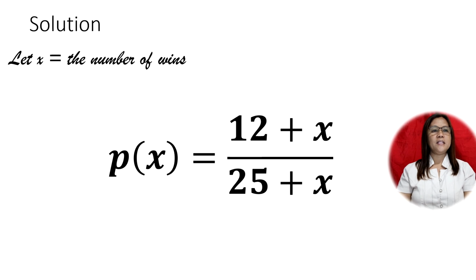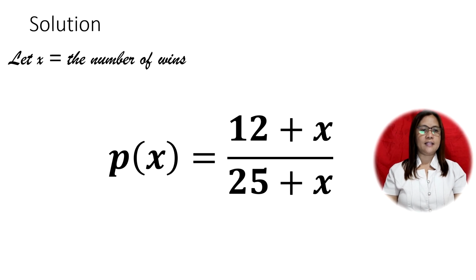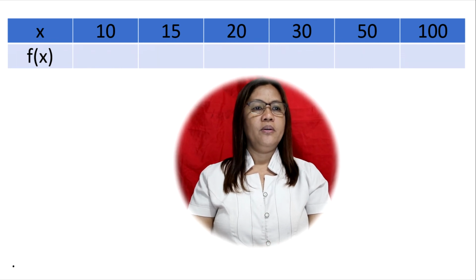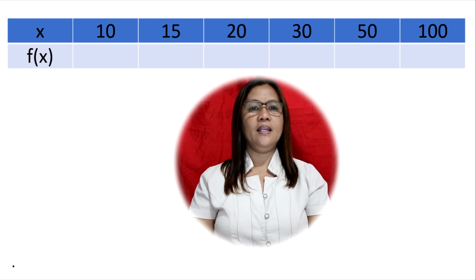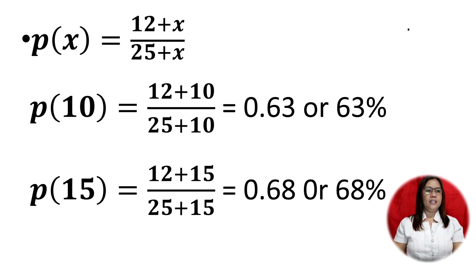Solution. Let x be the number of wins the team needs to win in a row, and P the percentage is a function of the number of wins that the team needs to win. So, P(x) is equal to (12 + x)/(25 + x). So, we have here the table. For x, we have 10, 15, 20, 30, 50, and 100. If x is equal to 10, P(10) is equal to (12 + 10)/(25 + 10), which is equal to 0.63 or 63%.